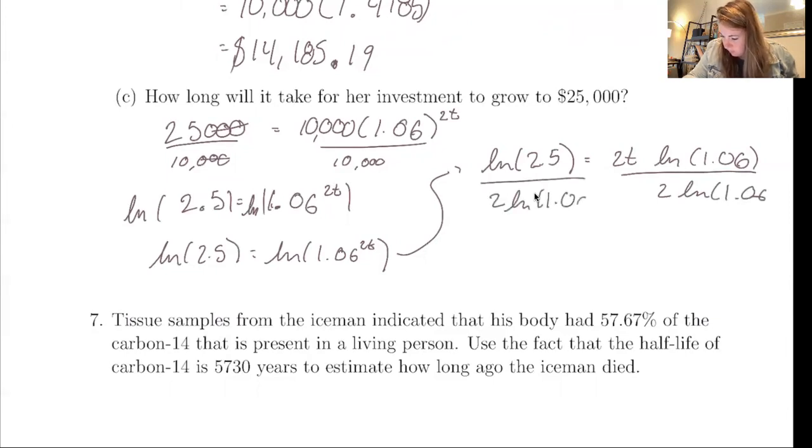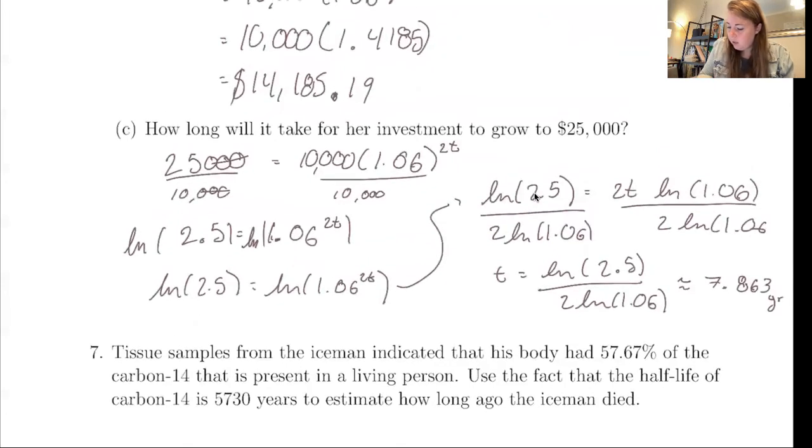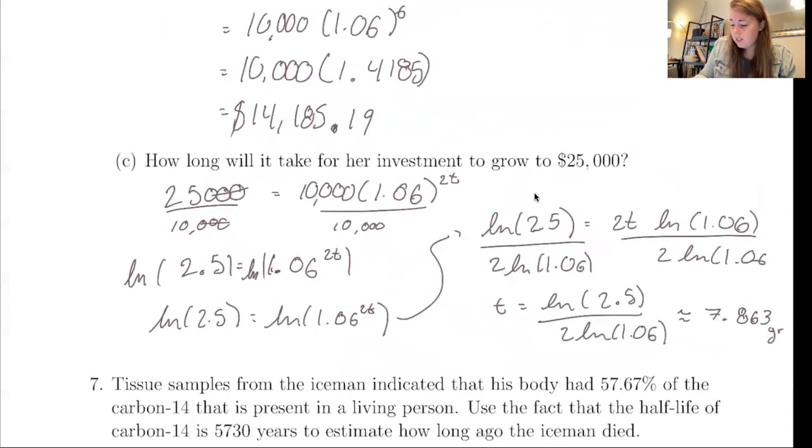Okay, so I would get T equals ln of 2.5 over 2 ln of 1.06. And that'll approximately be 7.863 years. And that makes sense because if it took me 3 years to make 14, it should take longer than that to get to 25. And then we can go back in and plug this decimal in for here.